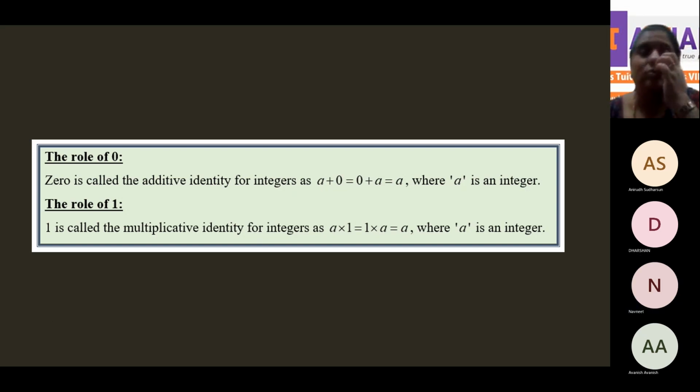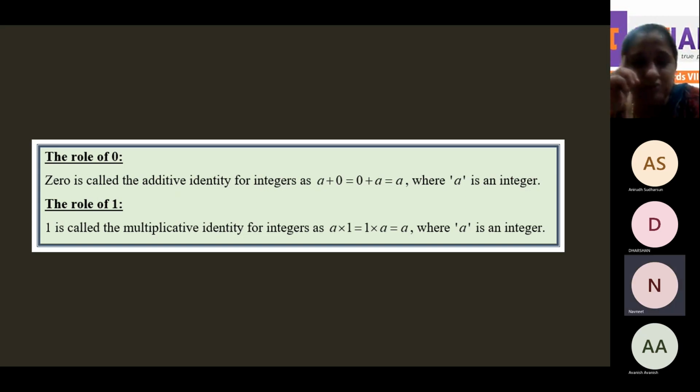Now, if I just tell you, tell me the contents of the slide. In one slide, I had written the role of 0 and the role of 1. Tell me everything that you saw in that slide. You should be able to say that 0 is called the additive identity for integers because A plus 0 is equal to 0 plus A is equal to A, where A is an integer. And the next one also, you should be able to say like that. Don't just write and leave it. I'll ask you questions. Everything that you learned today should go to your memory. So practice before you come to the next class.